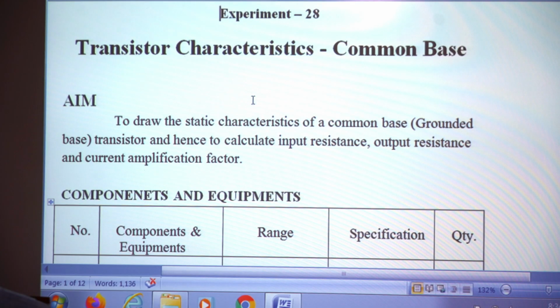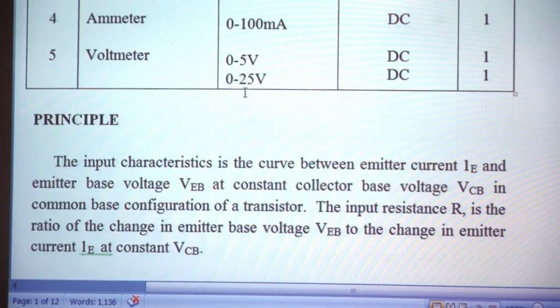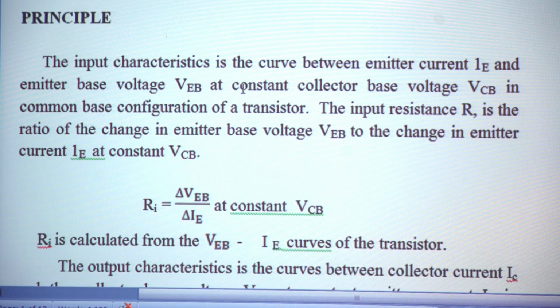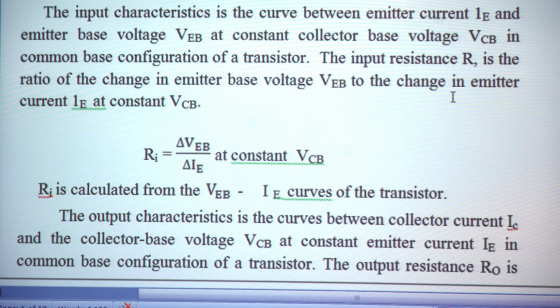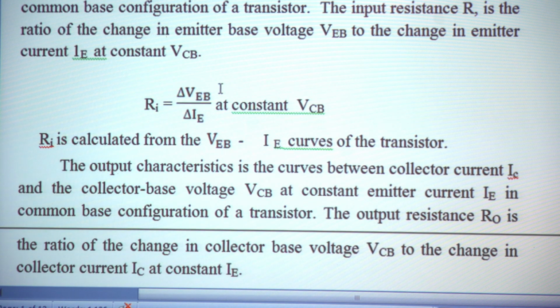Now coming to the theory involved for the common base transistor characteristics. The input characteristics is defined as the curve drawn between the emitter current IE and the base emitter voltage VEB at a constant value of base collector voltage VCB. Now from that graph we can find out the input resistance Ri, which is defined as the ratio of change in base emitter voltage to the change in emitter current at constant value of collector base voltage.